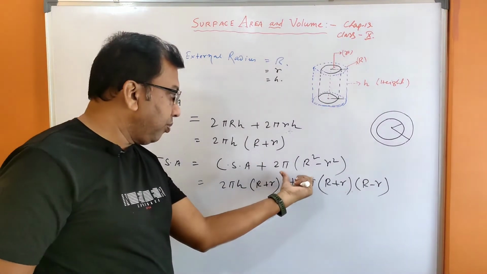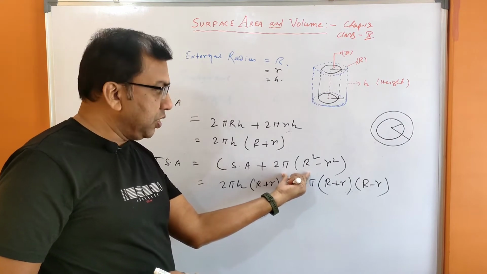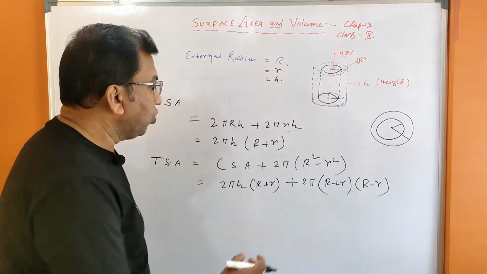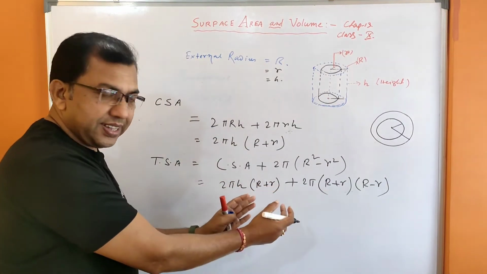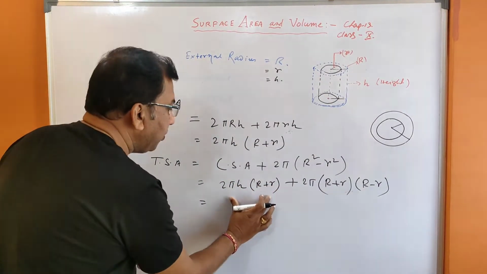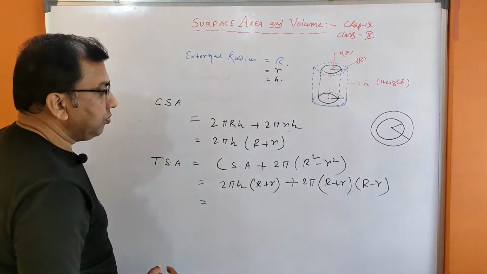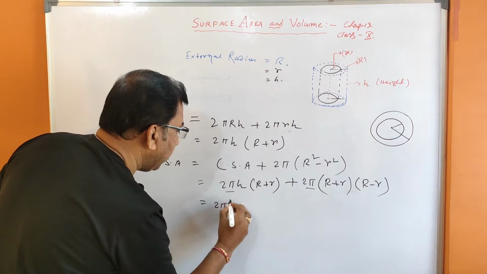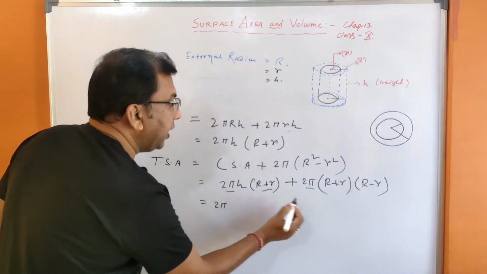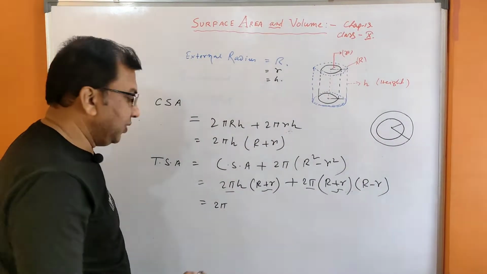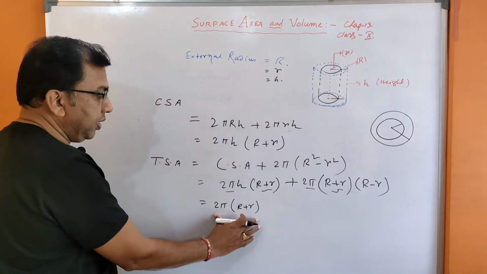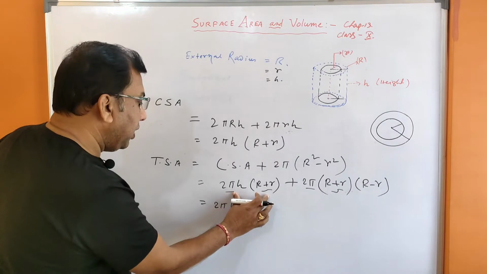And base ring का फॉर्मूला है, area of the base ring, that is 2 pi r square minus r square. This is concept. So you add कर दे. So from this and this, what is the common thing? 2 pi common. R plus r is the common. So take the common ले लिया. इसमें कॉमन ले लिया.